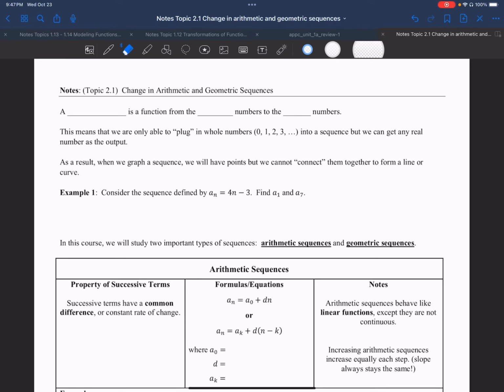And welcome to another video. Today we will be learning about arithmetic and geometric sequences. First of all, let's look at this definition.